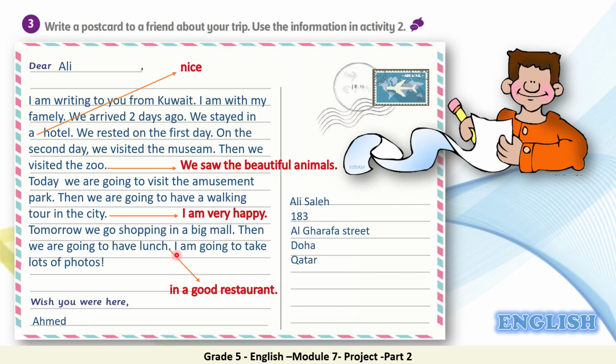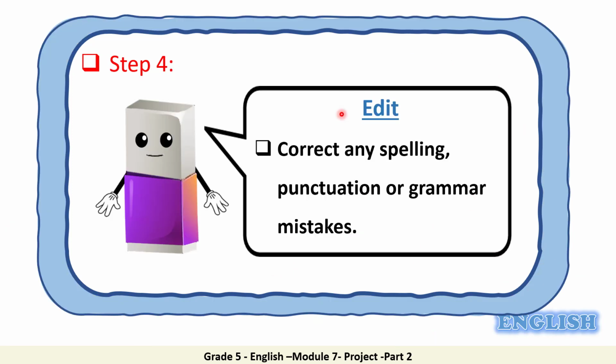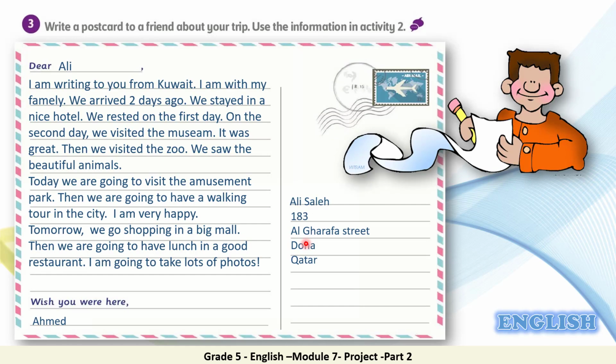And finally, I am going to take lots of photos. That's it. I have revised my first draft. I have also added some additions. And now we're gonna move to the edit stage. In this stage, we are going to correct any spelling, punctuation, or grammar mistakes. Let's read our draft again and check it.